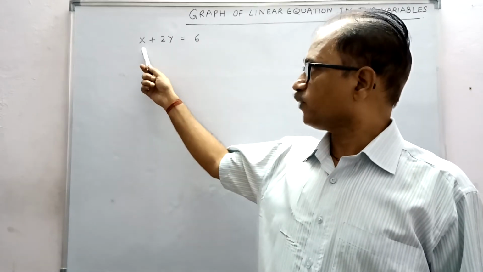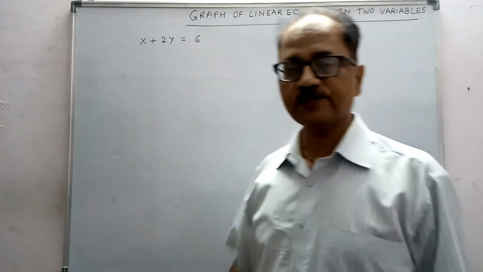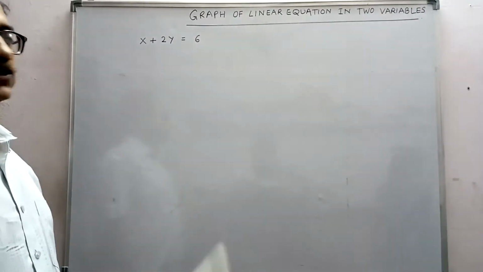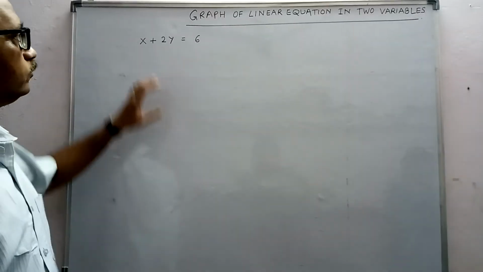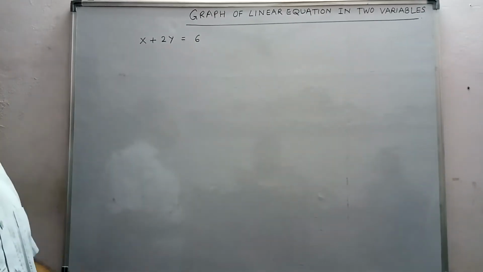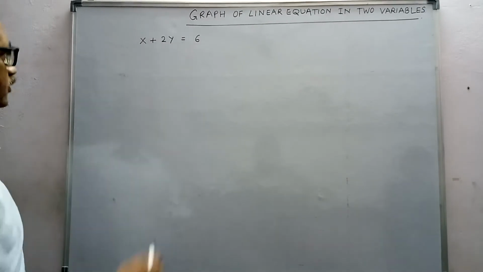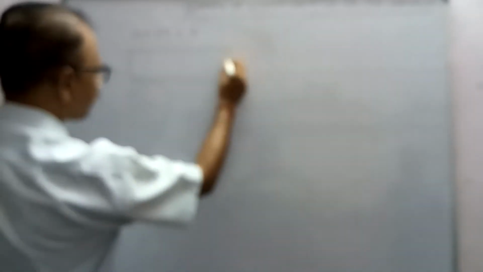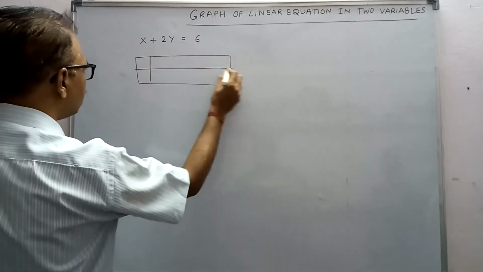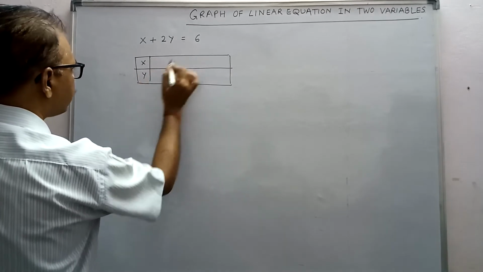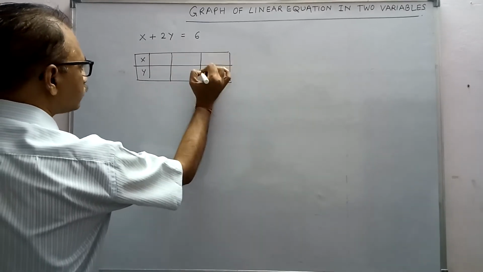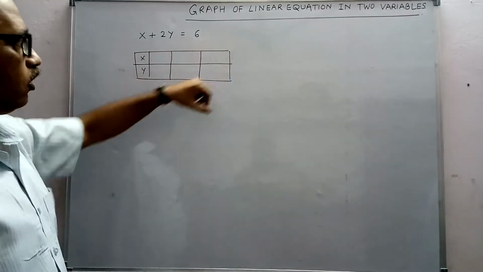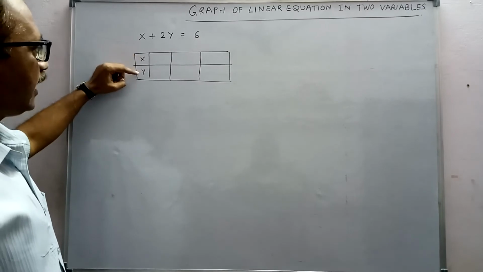Suppose the equation given to you is x plus 2y is equal to 6. You have to plot this equation on the graph paper. To do this, you will make a relation, a box like this, where you will indicate the variables x and y, and then you will take 3 points, the first one, second one and third one. So you just prepare a box like this and write here x and y.